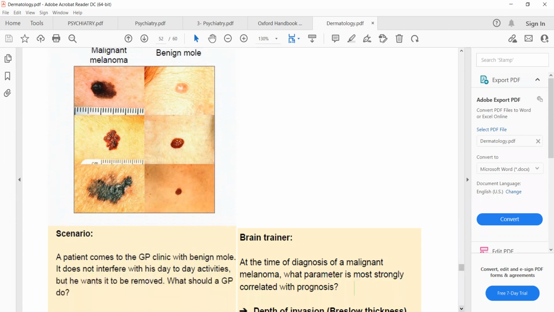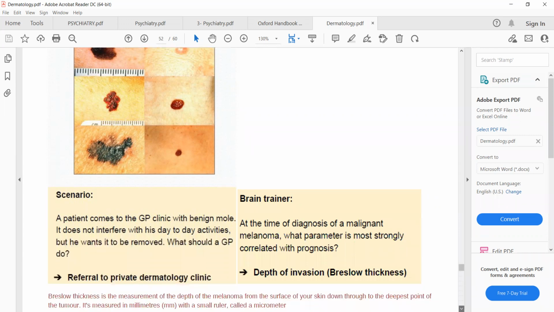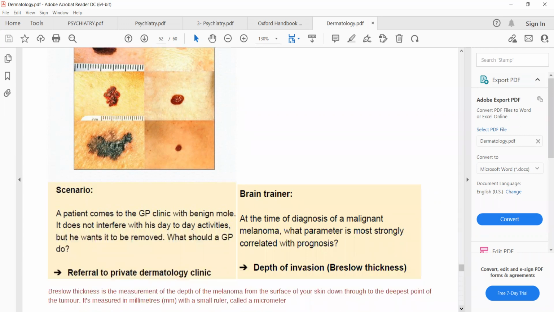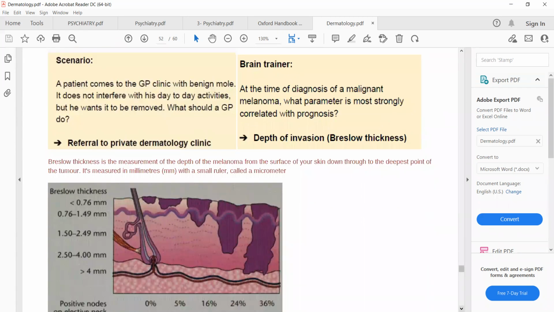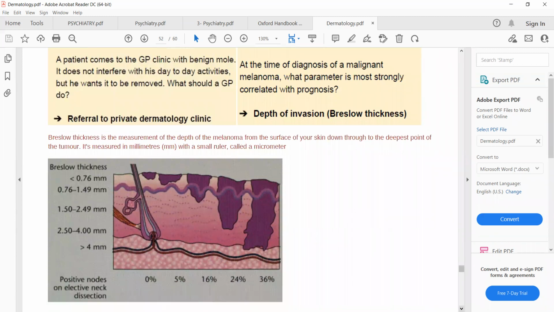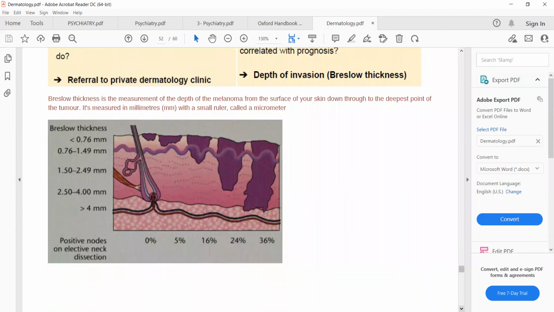And if the patient presents to you in a GP clinic, you will refer the patient urgently to a dermatologist. And for the removal of a benign mole, you will refer the patient to a private dermatology clinic.